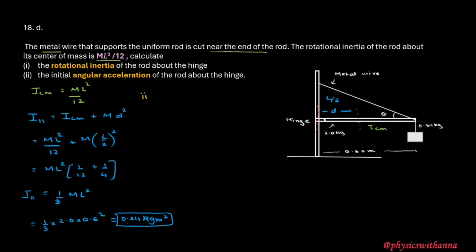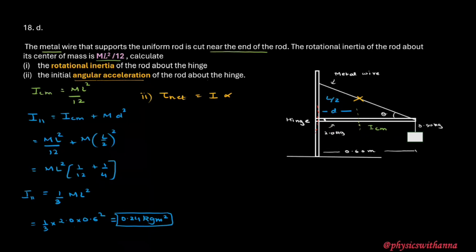Next, in part 2 of the question, we need to find the initial angular acceleration of the rod about the hinge. Now when you cut the metal wire, there is no tension force to support the weight of the rod and the block, and hence the system is no longer in static equilibrium. And if it is not in static equilibrium, there will be a torque acting on it, and that net torque you can write as I times alpha, where I is the total rotational inertia of the system.